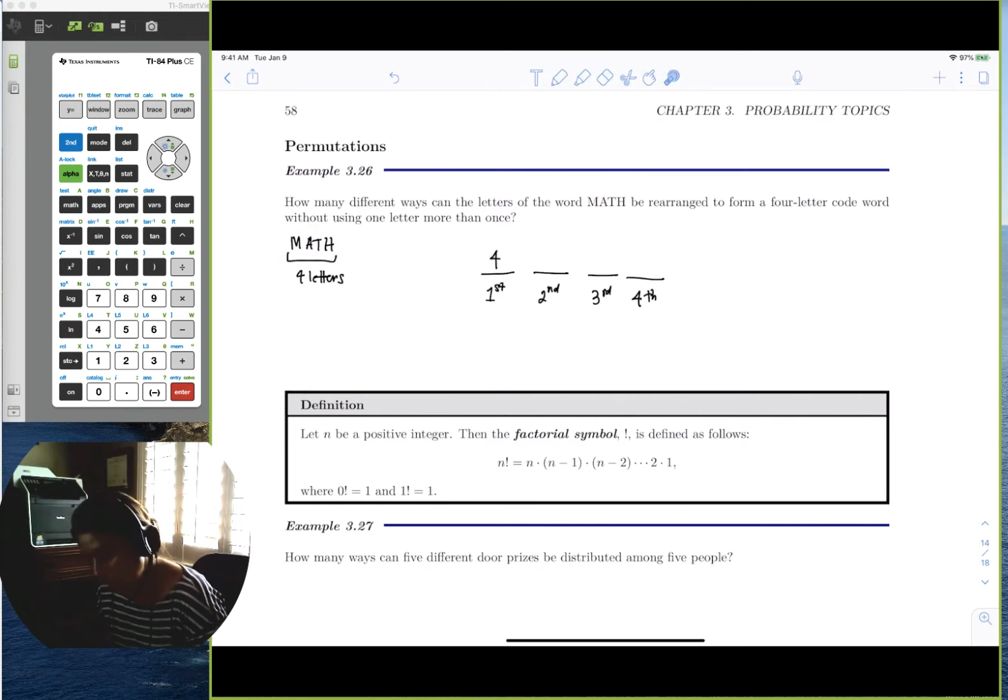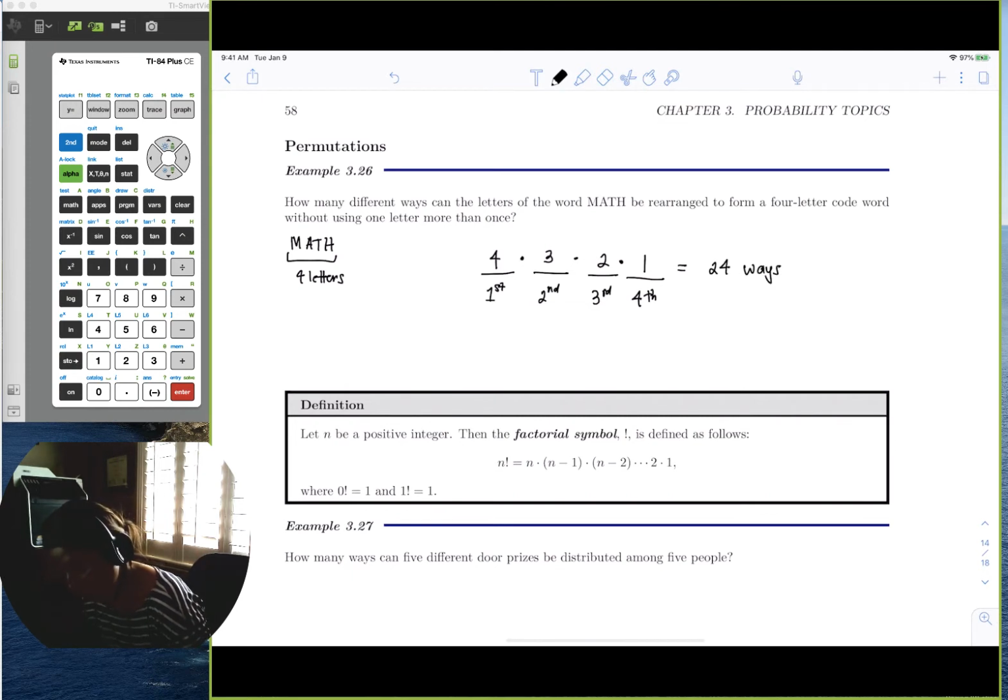But if I'm only picking one letter and not using it again, how many do I have left from the 4 if I already picked one? I have 3, right? And then 2, and then 1. So if I use the multiplication rule, I would get 4 times 3 times 2 times 1, which is 24. So there are 24 ways of arranging the letters to make a 4-letter code without reusing the letters.